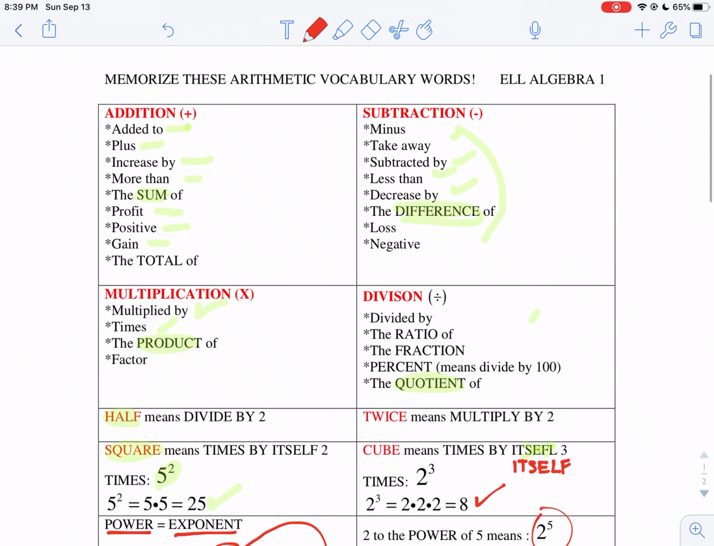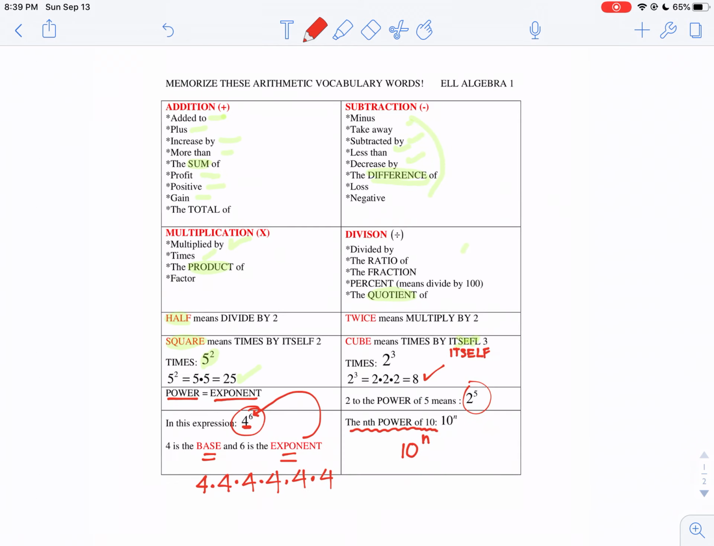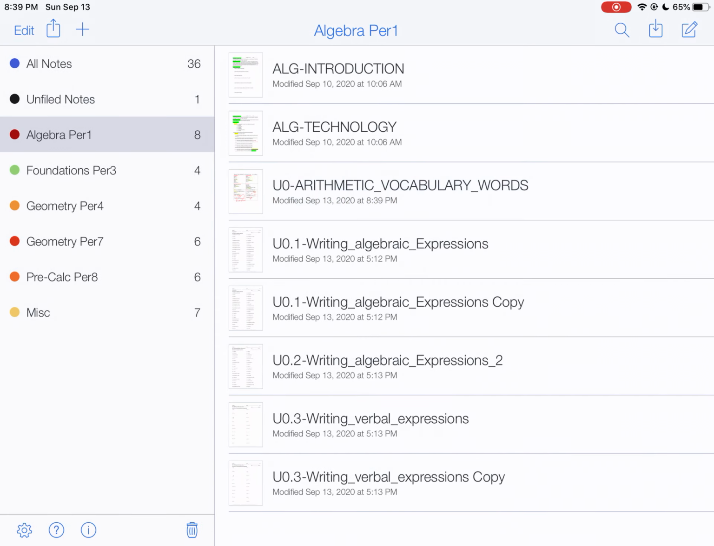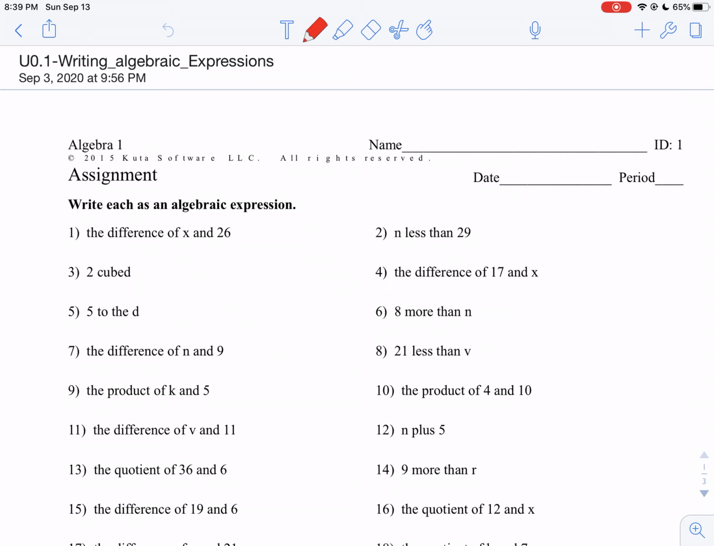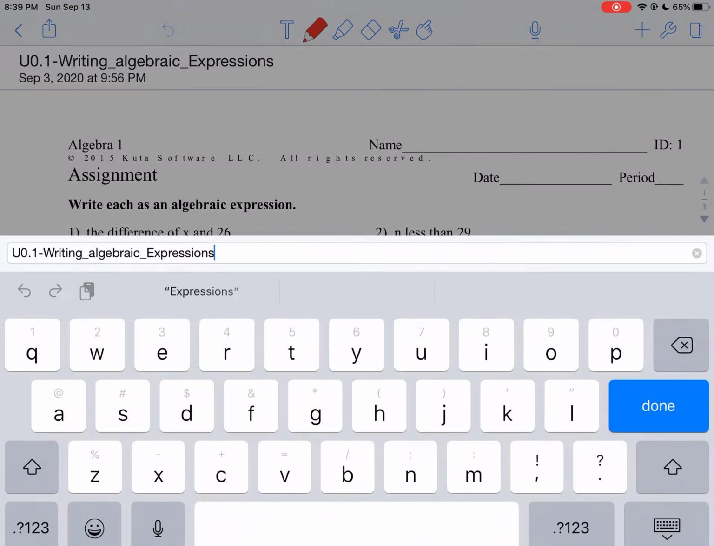What I suggest that you do is once you go over this, I would ask you to go and download the worksheet 0.1, and we are going to split your screen so that you can have the vocabulary sheet on one side and the worksheet that you are going to work on the left side. That way you can refer to the notes. So one way to do that is right now I'm in Notability and I have the worksheet 0.1 open right here. Oh, I don't want to do that.